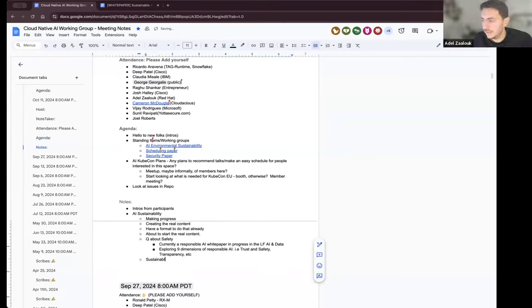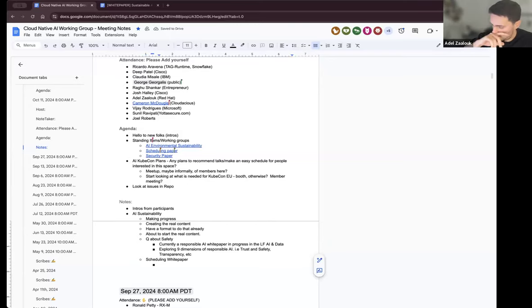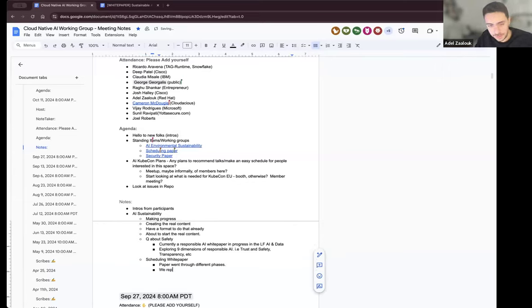Again, I skimmed through it because of lack of time. I resolved some of the comments. I think the paper went through different phases, right? Brainstorming, dump, iterating over the problem space. And then we opened the paper again for feedback. So that round of feedback, I think, is almost done.